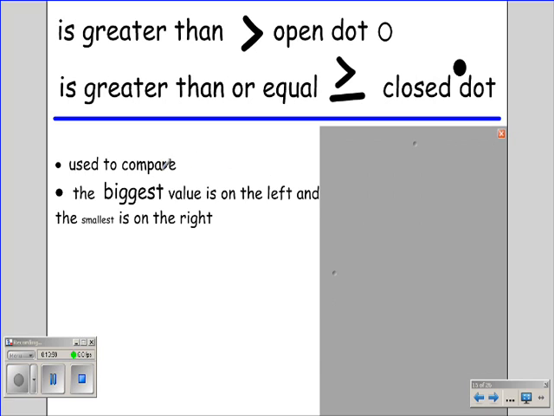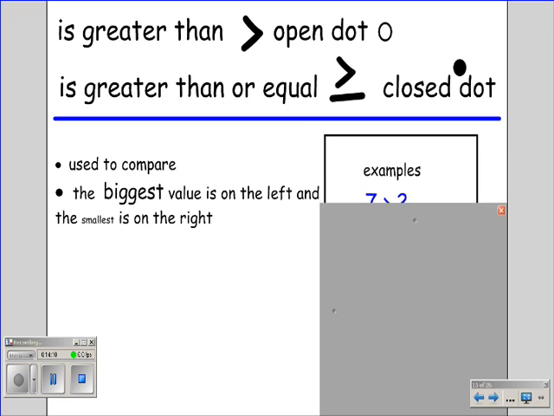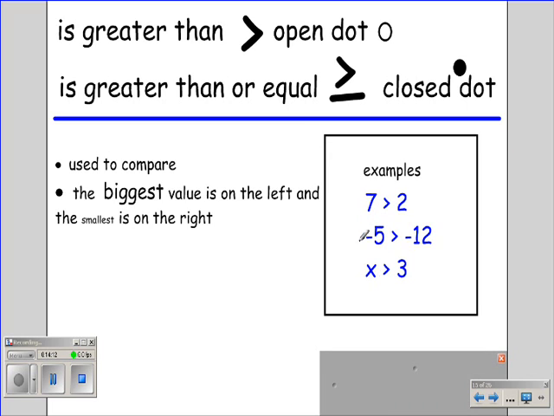So we use this to compare the values of numbers. The biggest value is usually written on the left, and the smaller is usually written on the right, or always in this case written on the right. So to read this, I read this as 7 is greater than 2. -5 is greater than -12. And x, some number, is greater than 3. There are lots of numbers and solutions to this that I could plug in.